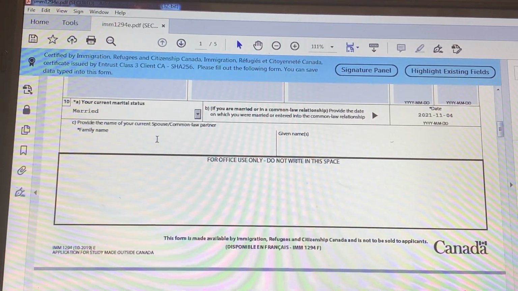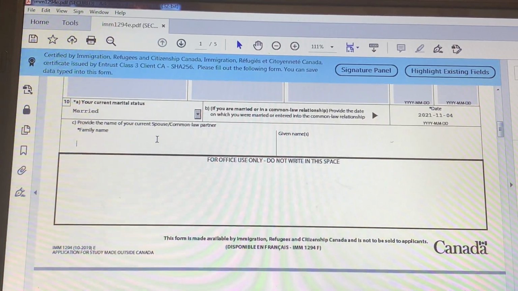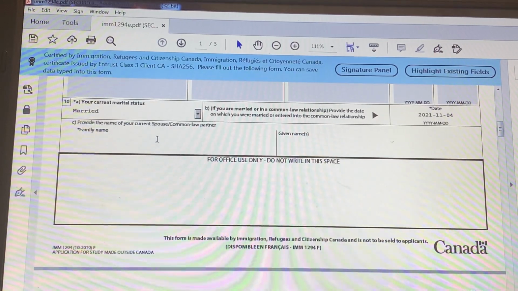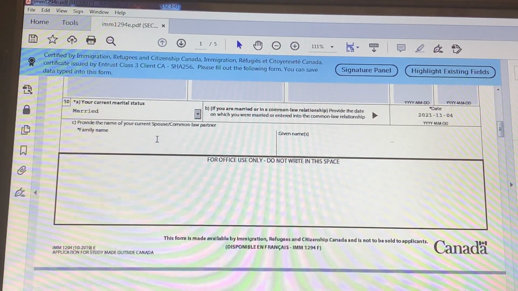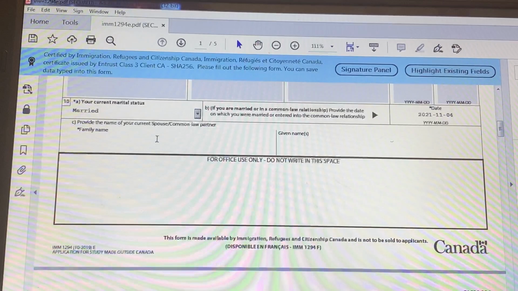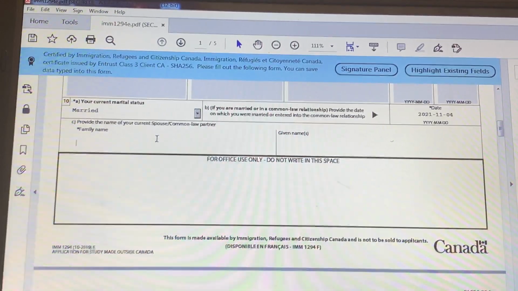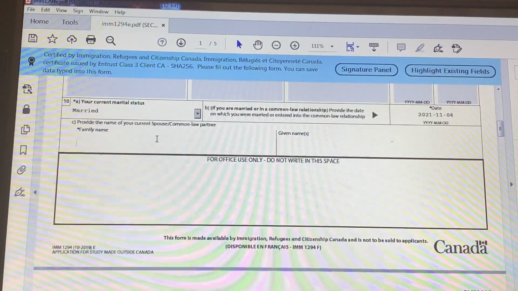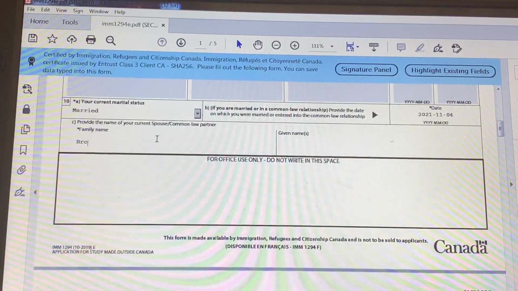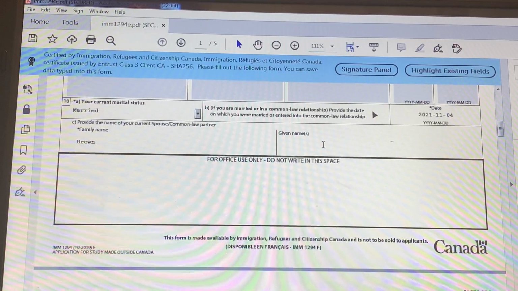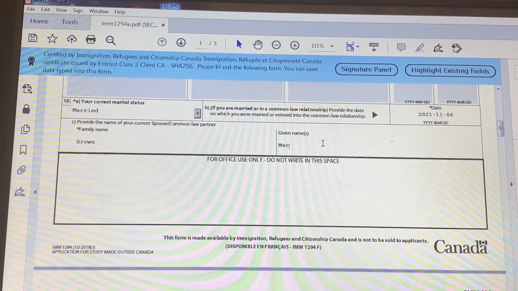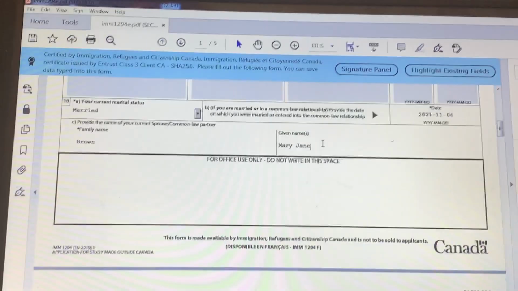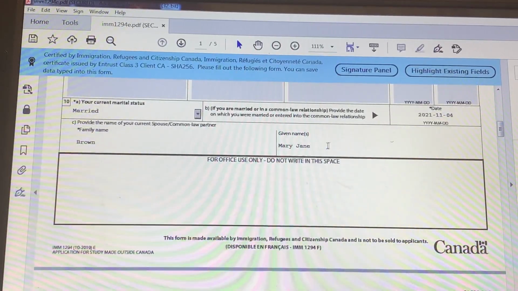If it were that you put single up top where I put married, this section would have been grayed out, or if it wasn't grayed out, you just put not applicable. All right, guys, so now I'm just gonna put Mr. John Brown's spouse last name based on what is in her passport, and her name is Mary Jane. Her last name is Brown because she's married, and her first name is Mary Jane. So Mary Jane is married to Mr. John Brown.